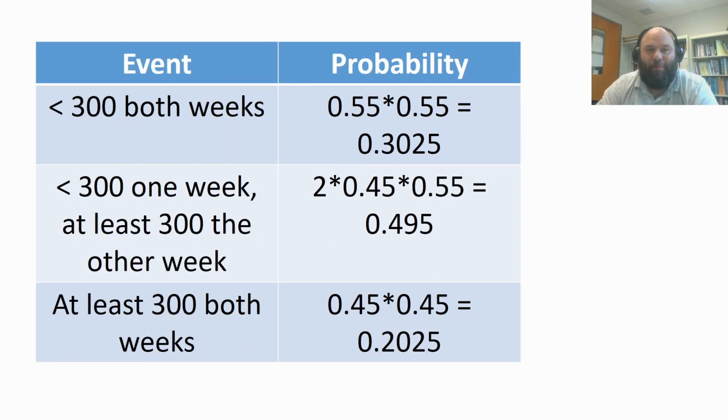So here's what that looks like. The event that we have fewer than 300 customers in both weeks is now 0.55 times 0.55, or 30.25%. Less than 300 in one week and at least 300 the other week. Well, we don't care which week is which, but there's two possibilities, so it's 2 times 0.45 times 0.55, so 49.5%. And at least 300 both weeks. That's 0.45 times 0.45, which is 20.25%.